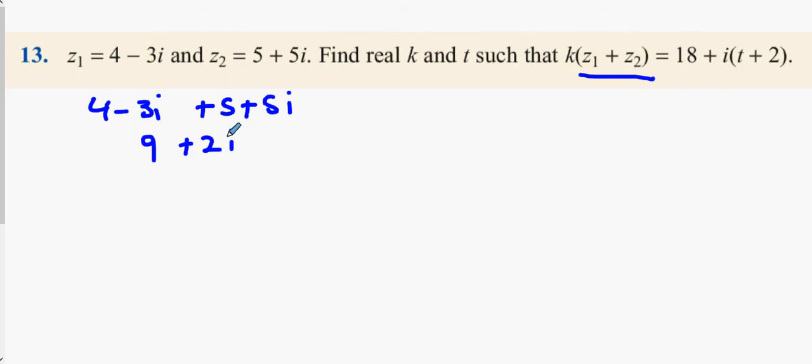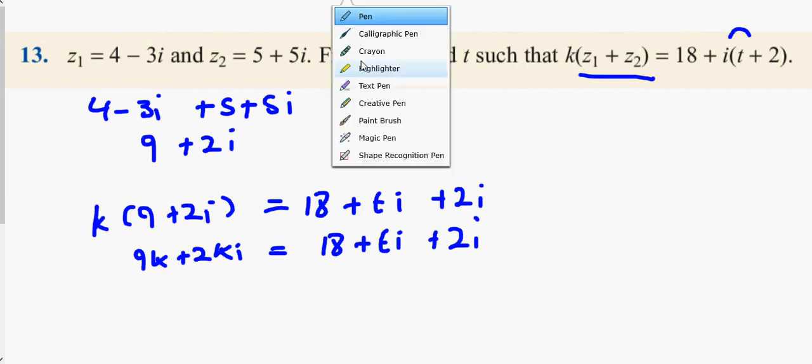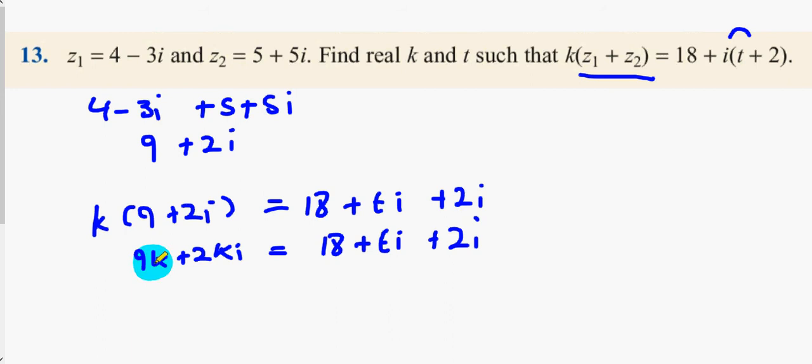Everybody cool with that? Now, it's going to be k times 9 plus 2i is equal to 18 plus ti plus 2i. We'll multiply this out and we get 9k plus 2ki equals 18 plus ti plus 2i. Everybody cool with that? 9k equals 18 and 2ki equals ti plus 2i.